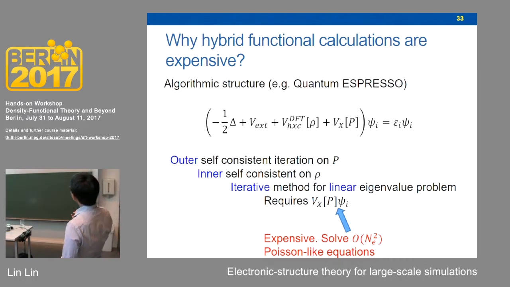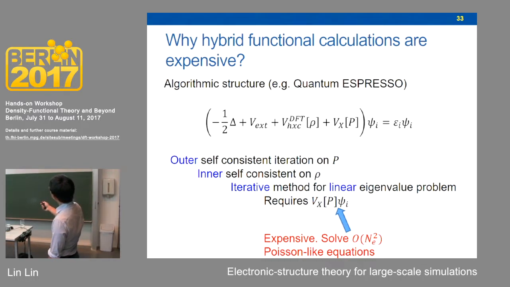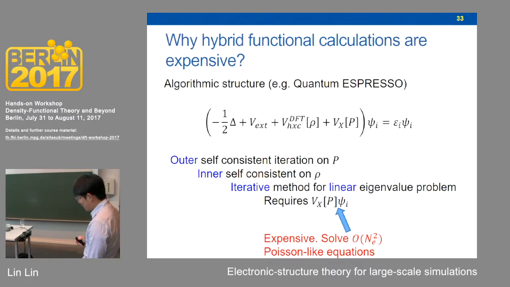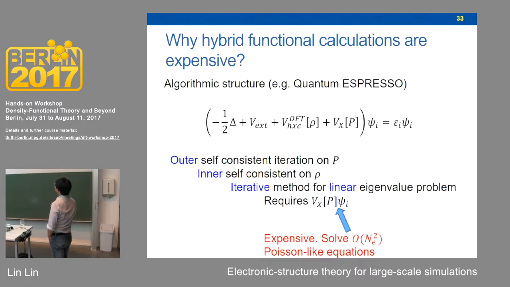So for example, Quantum ESPRESSO, and this is minus Laplacian. You have some external potential, and you have the Hartree plus exchange correlation, and you have the exchange operator here. And the algorithmic structure looks a little bit funny at the beginning. There's an outer iteration, which does self-consistent iteration on P, the density matrix. There's the inner iteration that is split from the outer one that does self-consistent iteration on rho, the density, which is the diagonal of it.